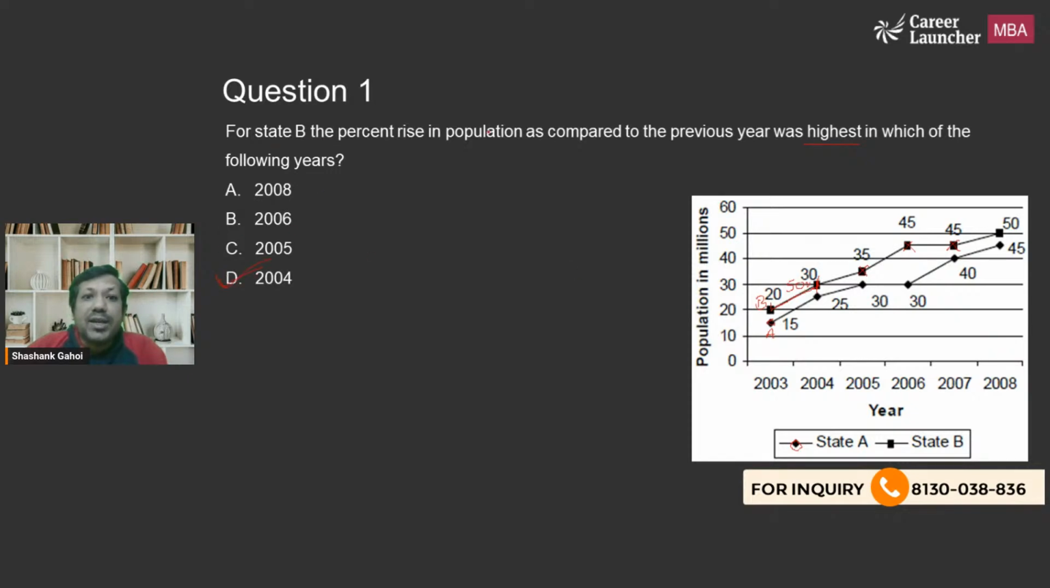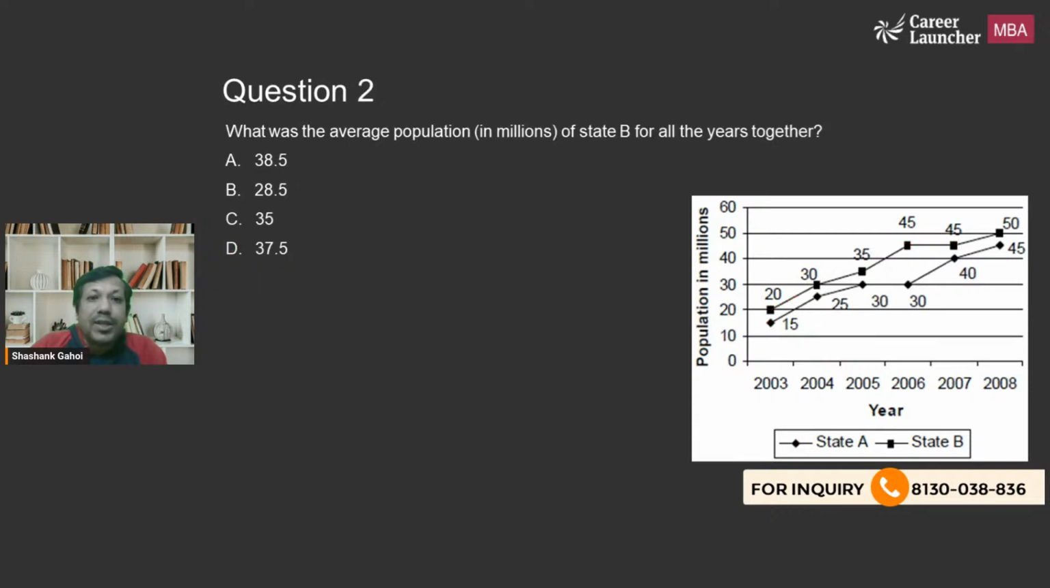So percentage rise as compared to the previous year. In 2004 as compared to the previous year, that means as compared to 2003, it is maximum. So where it is maximum, that is in 2004. So the answer of this question is going to be option D, that is 2004. Now let's move on to question number 2 and see what the question asks.